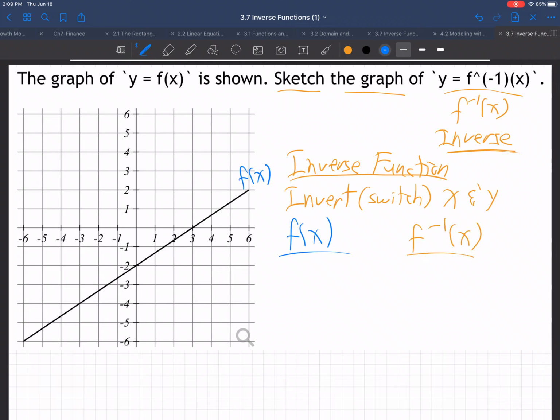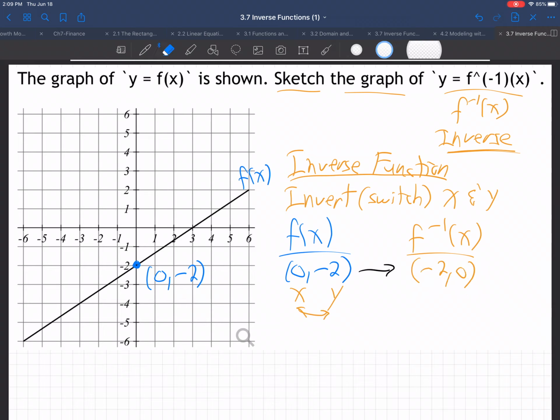And then let's go find some points that are on f of x. Like, how about this point right here? What are the coordinates of that point? Over 0, down 2, right? So over 0, down 2. What's that same point going to become for the inverse function? The x and the y are going to switch. So it'll become minus 2, 0.